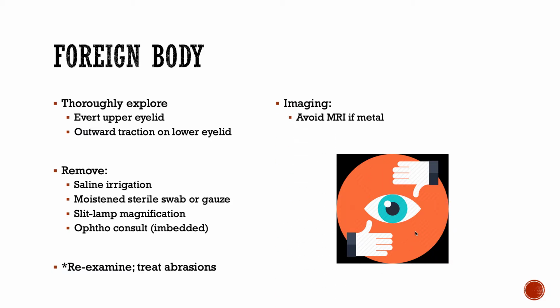If you are worried about a penetrating foreign body or an intraocular foreign body, especially if it's metallic, you want to avoid MRI. But otherwise, if it is on the surface that you're worried about, you could do an ocular ultrasound if you're comfortable, or just get a CT to look for, obviously, the intraocular one.